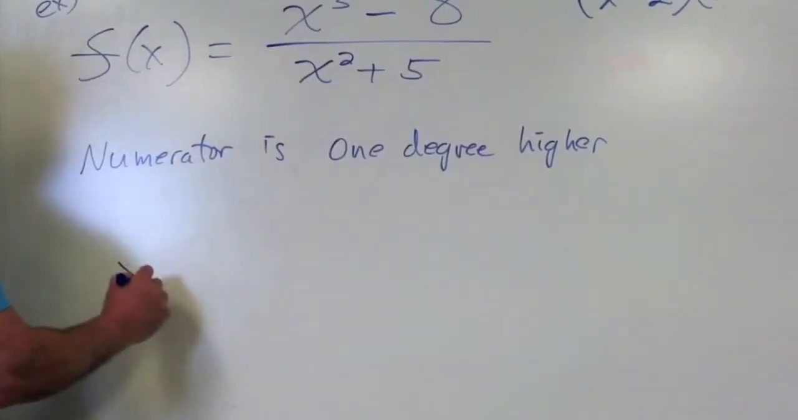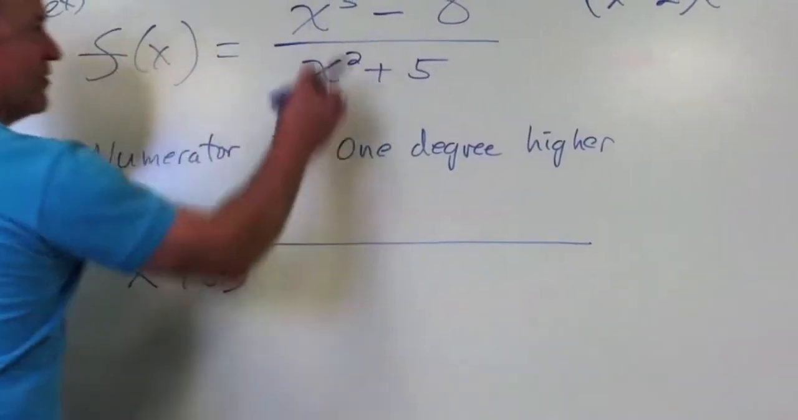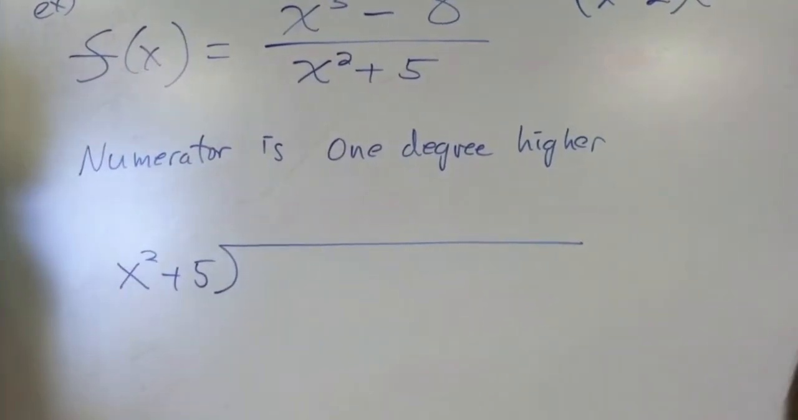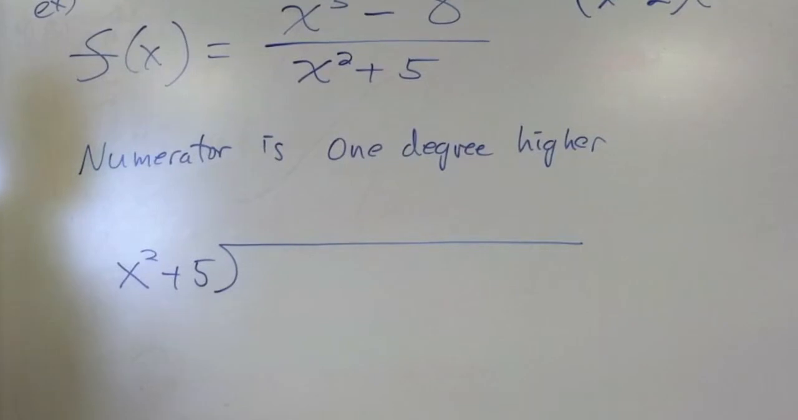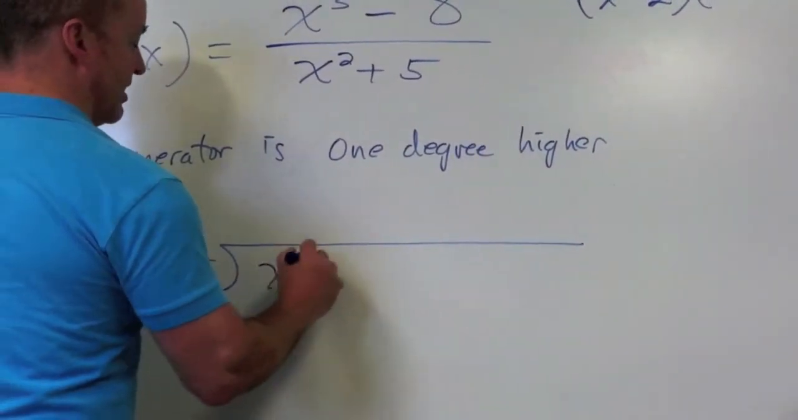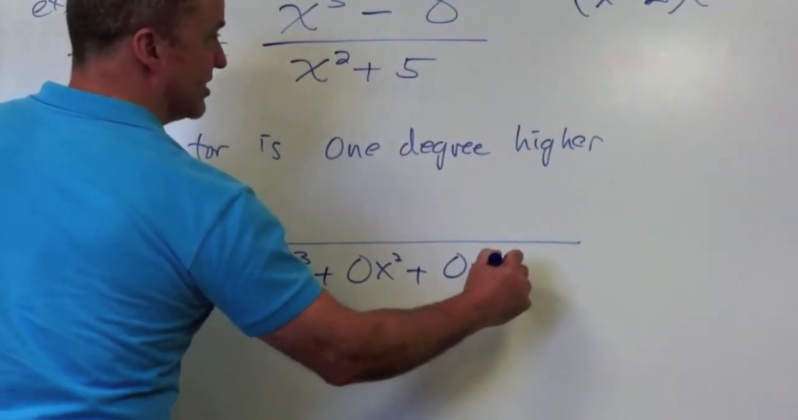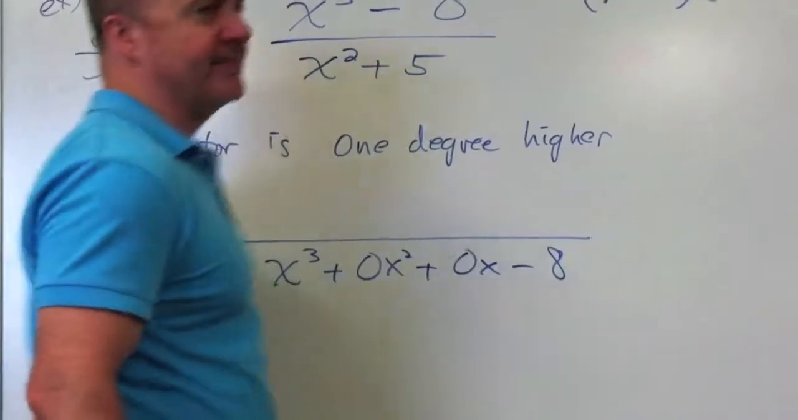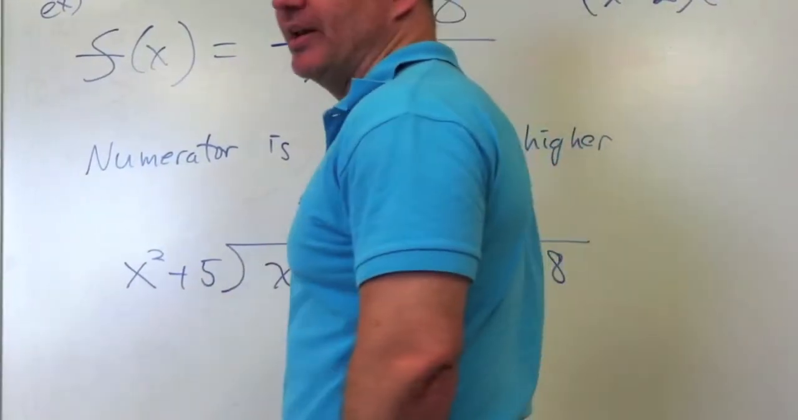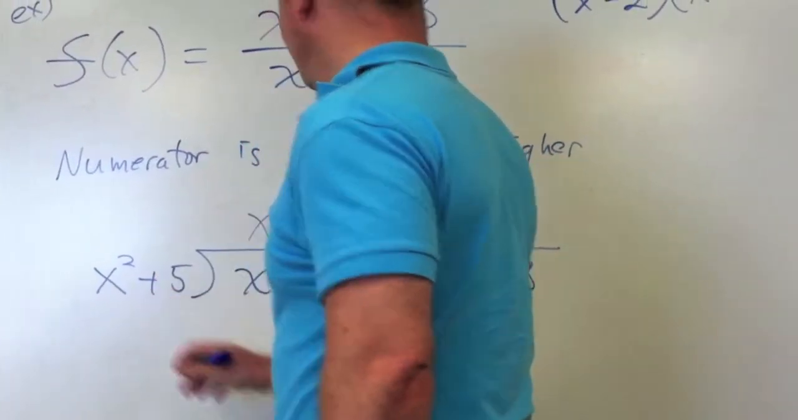So for this one, you have to look at x squared plus 5. What do I have to do with the fact that there's no x squared or x terms in the numerator? I have to put in zeros. X cubed plus 0x squared plus 0x minus 8. Okay, what times x squared gives me x cubed? X.